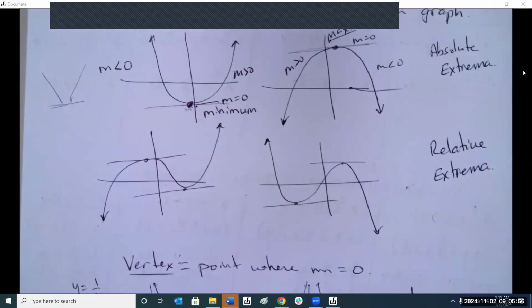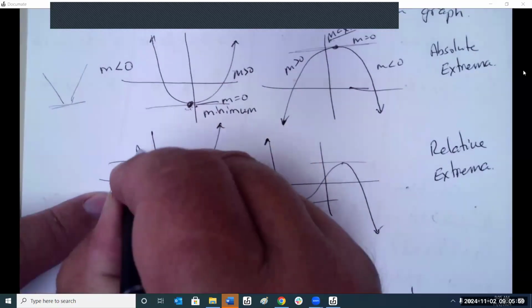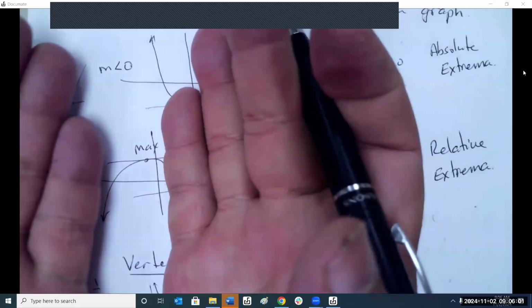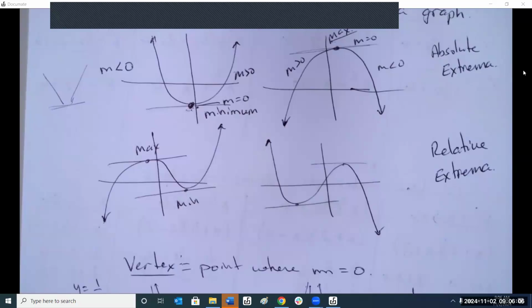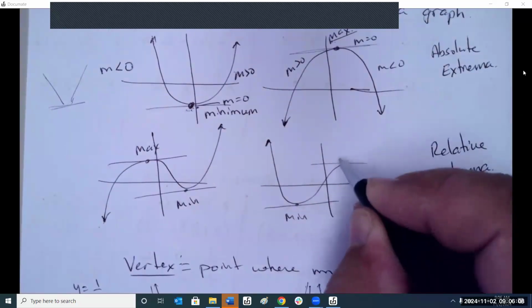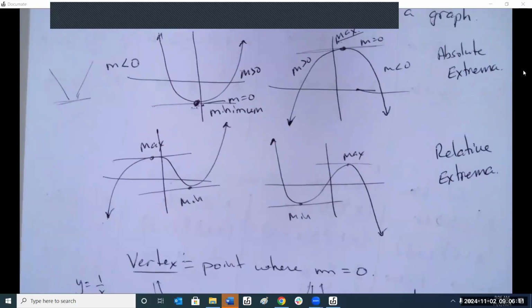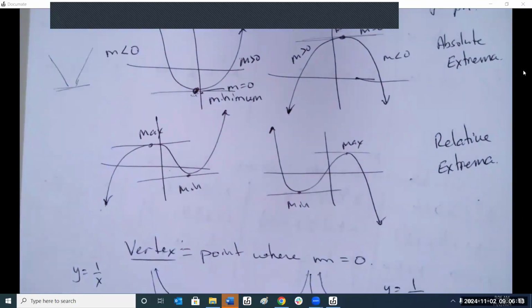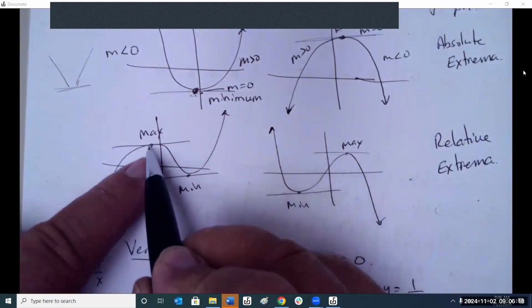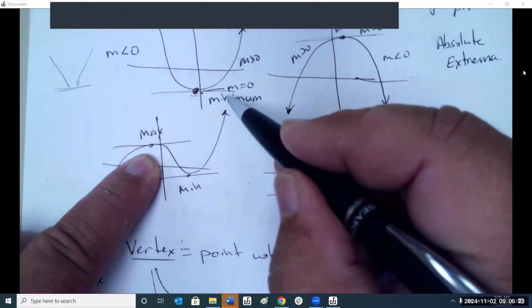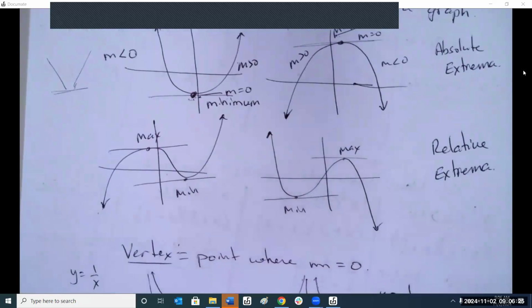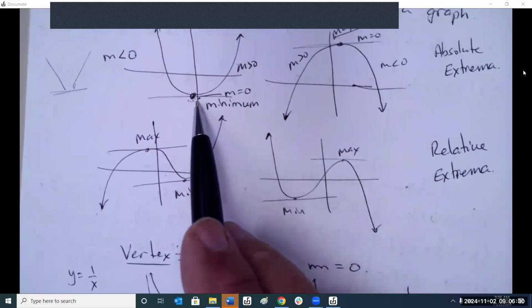Because it's relative to a small part of that picture. This is a maximum of this small part of the picture. This is a minimum of that small part of the picture. Here's a minimum, and here's a maximum. Is there an absolute max or absolute minimum there in this whole picture? No. Because is there any point bigger than this one? No, it keeps on going forever. There's no one point that's higher than everybody else or lower than everybody else, like these guys.